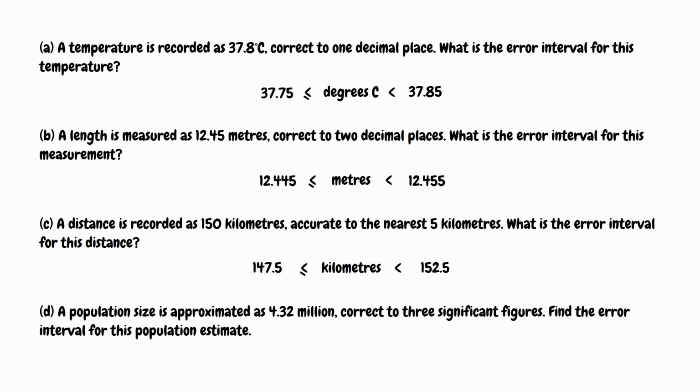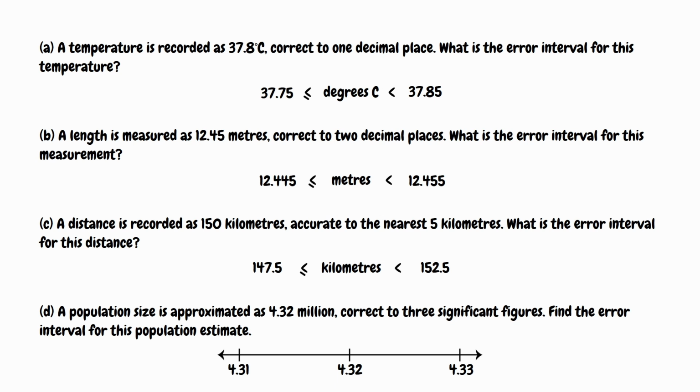Okay, and then finally for question D, we have a population size is approximated as 4.32 million, correct to 3 significant figures. Find the error interval for this population estimate. So we draw our number line, we place our 4.32 in the centre. This time we were rounding to 3 significant figures. So we can see we've got our 3 significant figures there of 4.32. So the numbers to 3 significant figures either side of that 4.32 would be 4.31 and 4.33.